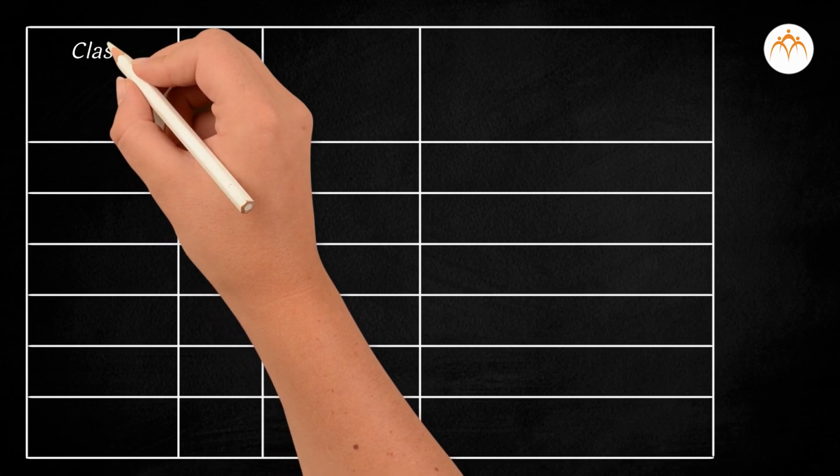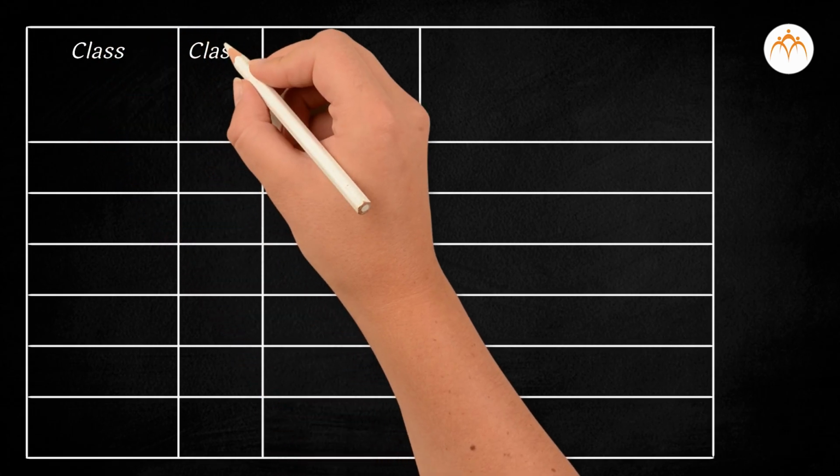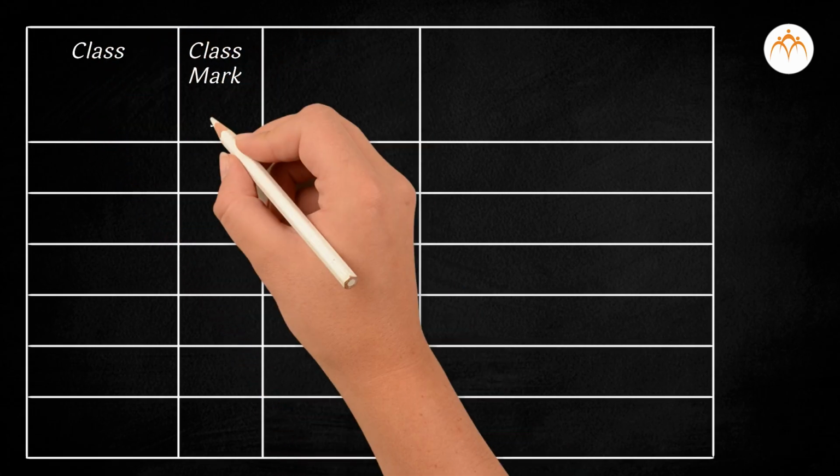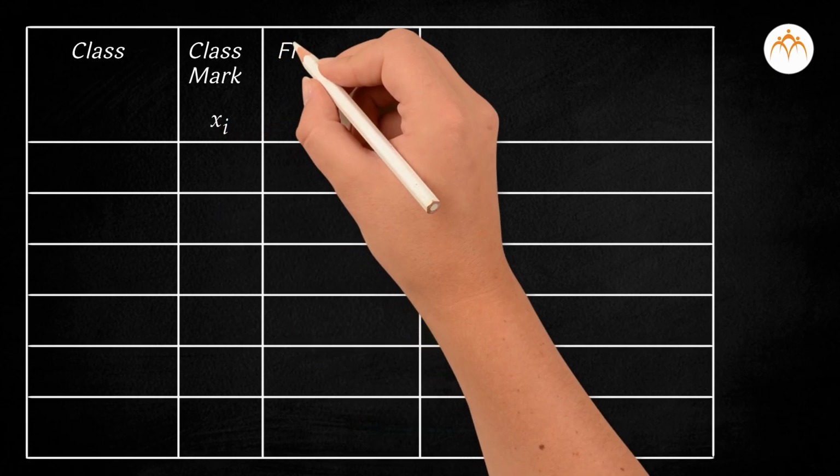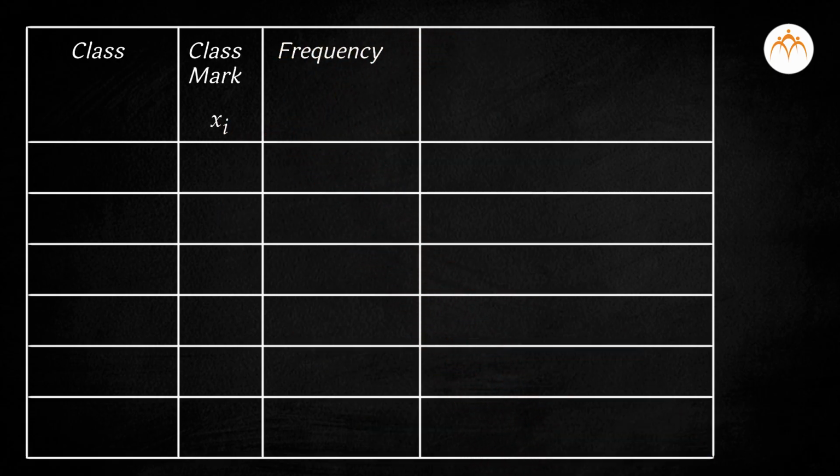Solution. Let's solve this by creating a table as mentioned below. The first column is for class or group. The second column is for class mark, that is xi. The third column is to represent frequency fi.